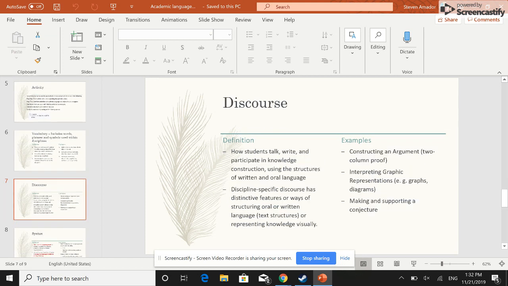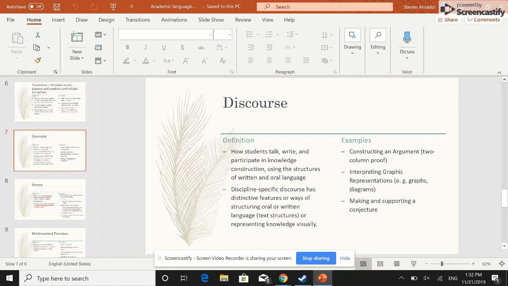Then it's discourse. This is how students are talking, writing, and participating in knowledge construction. Examples would be two column proofs, interpreting graphic representations, so identifying lines and graphing ordered pairs. It also has distinctive ways of structuring oral or written language, like making and supporting a conjecture. I think of discourse more like graphs, using tables, a lot of visuals.